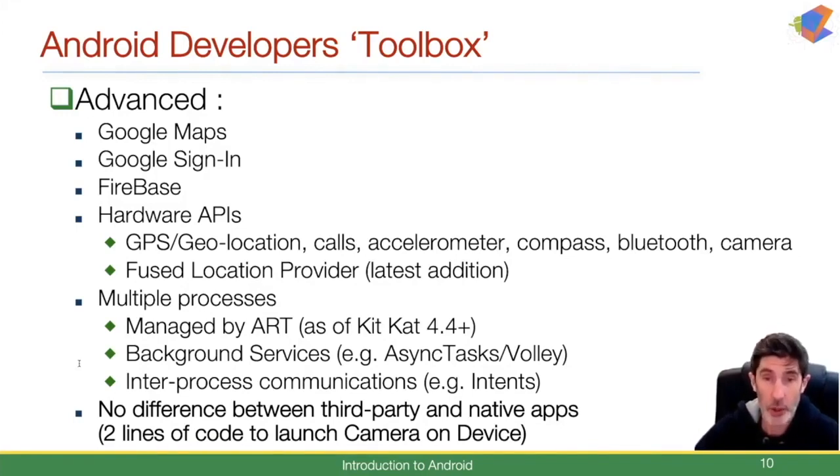An important point to note there is the last one. There's no difference between third-party and native apps. So if you are considering developing an app that may need a calendar, or may need to use the camera or whatever, you don't have to go off and write a whole section that will deal with the camera and a whole section that will display a calendar type grid to the user, and then code and put all the logic behind it.